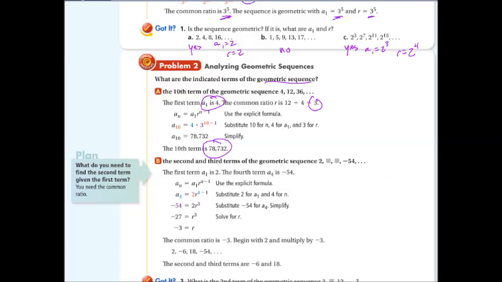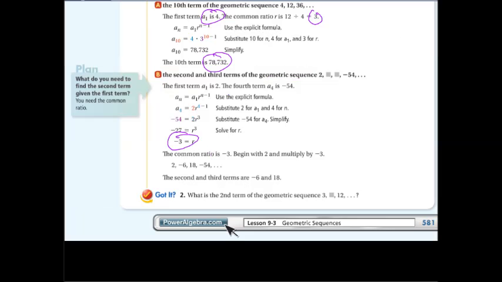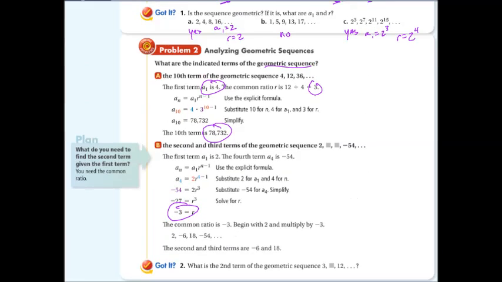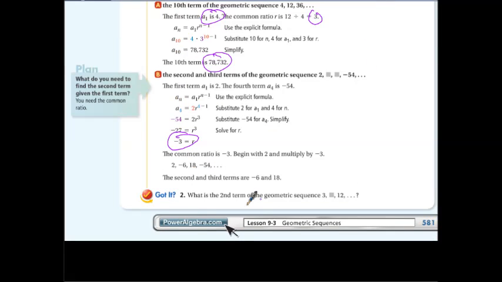All right? Pretty straightforward. How do we find the second and third terms of a geometric sequence? Well, if the first term is 2 and the fourth term is negative 54, we can work backwards and solve for R. So we plug in everything that we know, we just don't know R. Finally, we solve for R and we get negative 3. So now that I know the common ratio is negative 3, I just multiply 2 by negative 3 to get negative 6, negative 6 by negative 3 to get 18, and now I have those missing terms. Again, one of them we're working forward with the formula, the second one we're working backward with the formula, but pretty straightforward. Got it, number 2.